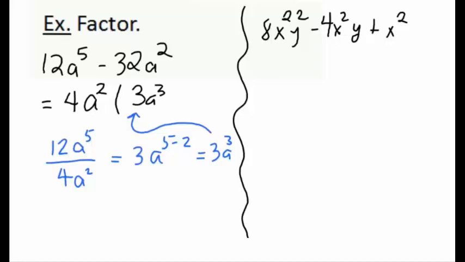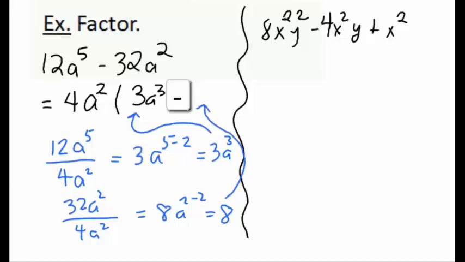And we can do the same process with 32a squared. We could divide this by 4a squared. 32 divided by 4 is 8. And if we use the subtraction rule for our variable a, we get a to the 2 minus 2, or a to the 0, which is equal to 1. So this becomes our second term inside of our factored polynomial.